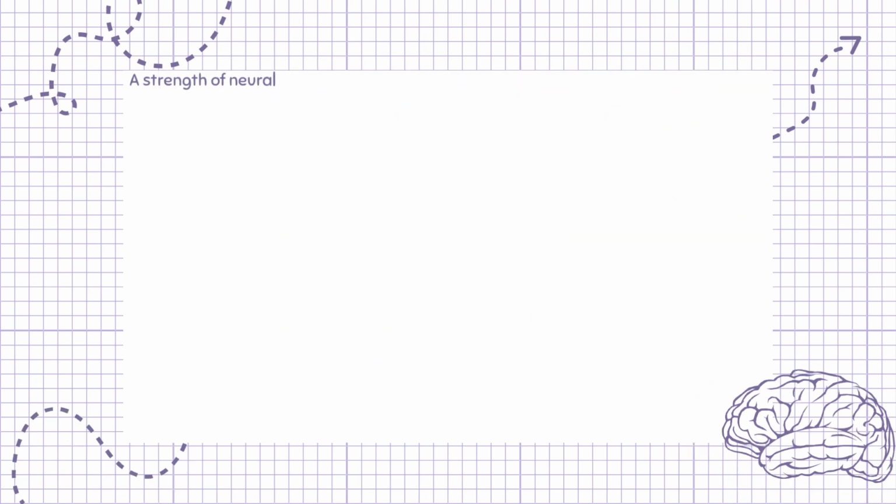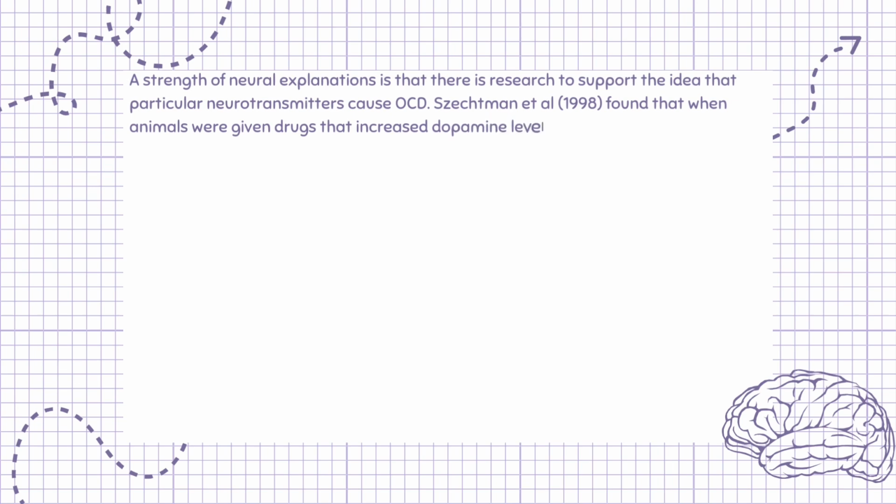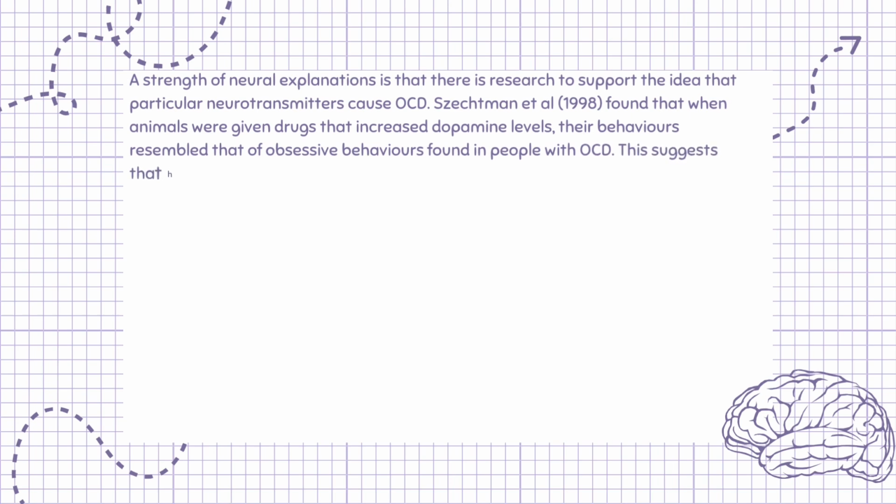A strength of neural explanations is that there is research to support the idea that particular neurotransmitters cause OCD. Sechtman et al., 1998, found that when animals were given drugs that increased dopamine levels, their behaviors resembled that of obsessive behaviors found in people with OCD. This suggests that high levels of dopamine cause OCD.